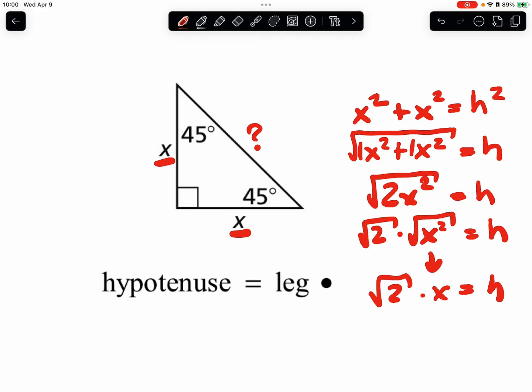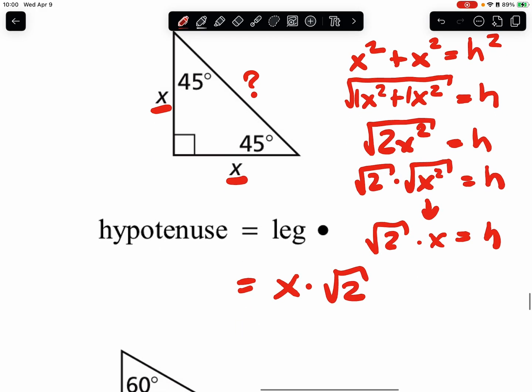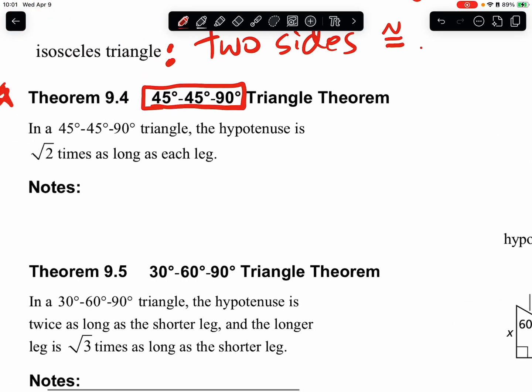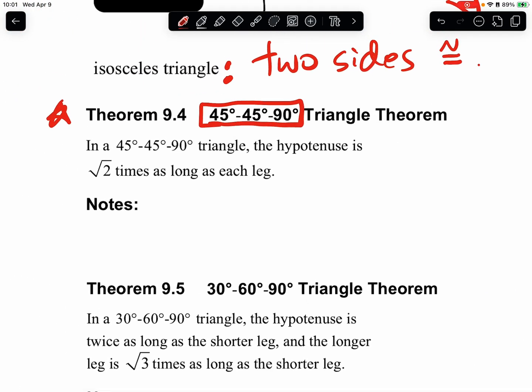So how do I find the hypotenuse? I take the leg, which is x, times square root of 2. The simpler way to write that is just x radical 2 or x root 2. You don't need to put the dot in between there. It's implied that there is multiplication. So the leg times radical 2. And notice that's what it says here: the hypotenuse is radical 2 times as long as each leg.